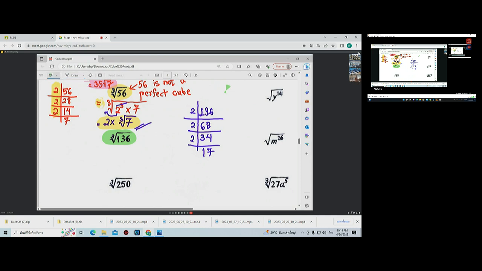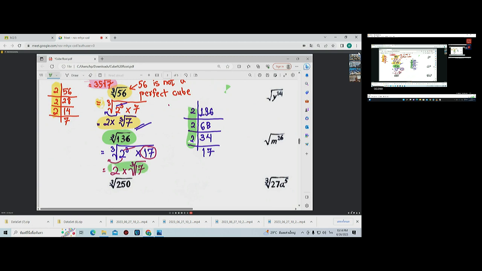So look at here. Did you see 2 cube here? Yes? 2 cube. That means we can write 136 as cube root of 2 cube times 17. Understand? Now we can remove the cube and 2 comes out. So we get 2 out times cube root of 17. We cannot take out root 17. Understand? Easy?